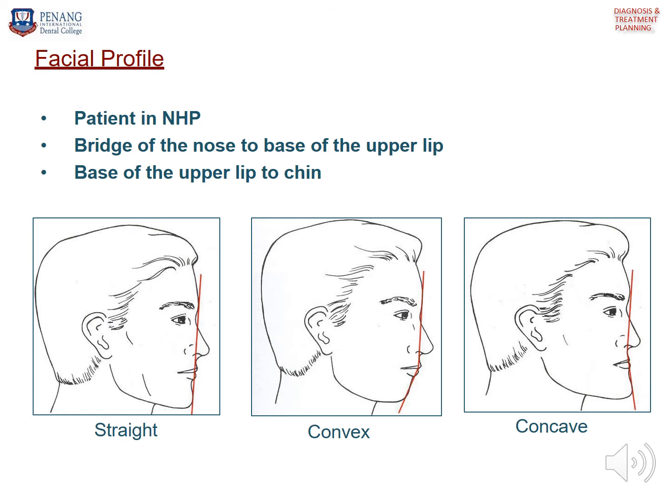Secondly, the convex profile, usually in a class 2 skeletal pattern. The two lines form an angle with the concavity facing the tissue. This kind of profile occurs as a result of a prognathic maxilla or retrognathic mandible, as seen in a class 2 division 1 malocclusion. And the third one is the concave profile, where the two reference lines form an angle with the convexity towards the tissue. This type of profile is associated with a prognathic mandible or a retrognathic maxilla, as in a class 3 malocclusion.